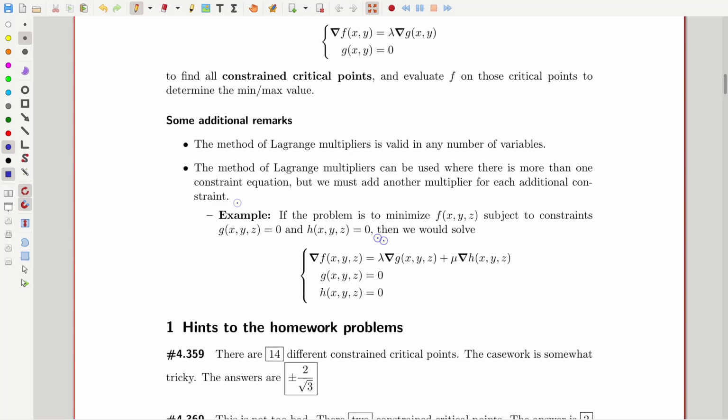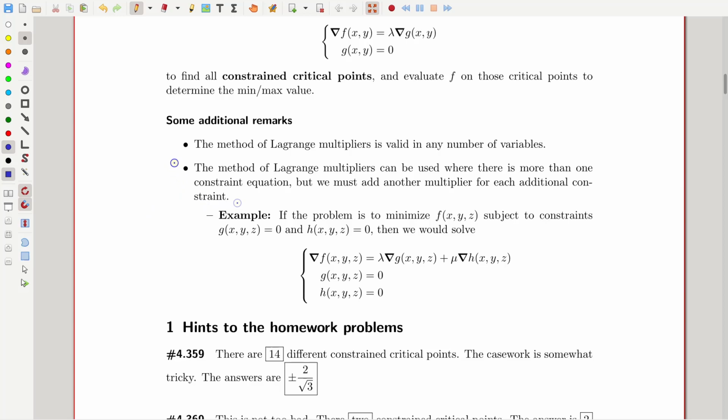Okay. Some additional remarks on this method. This method is actually quite general. In fact, this method can work for any number of variables, although we'll only see this for two variables and three variables. Our functions will only be of, at most, three variables, but perhaps in more real-world problems, there may be more variables. Also, you can have multiple constraints being satisfied.